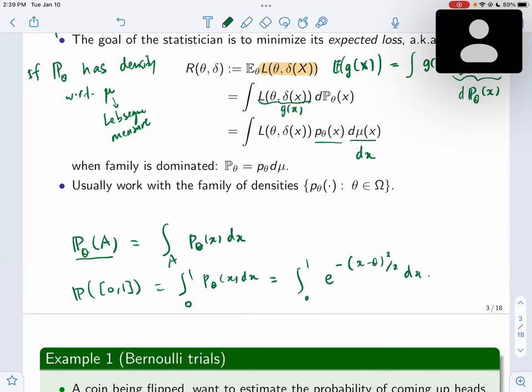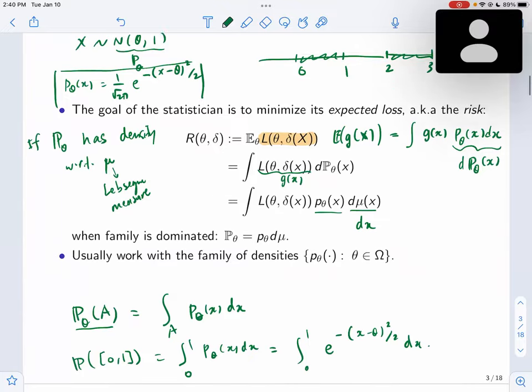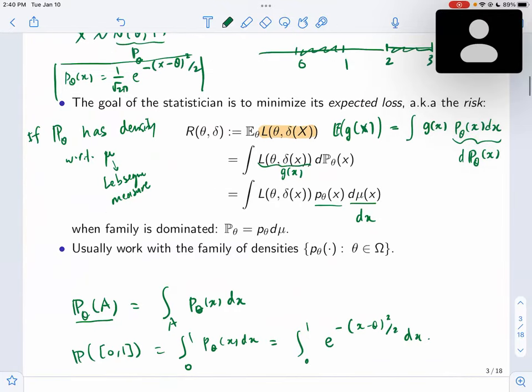That's a very short introduction to densities, and not an introduction to measure theory. Assume that you know what a measure is. If these make you uncomfortable, just ignore it. Just replace it with p theta of x dx, okay? The main point of measure theory is that you can do a unified treatment of discrete cases and continuous cases. There are some variables that cannot fit within either category.